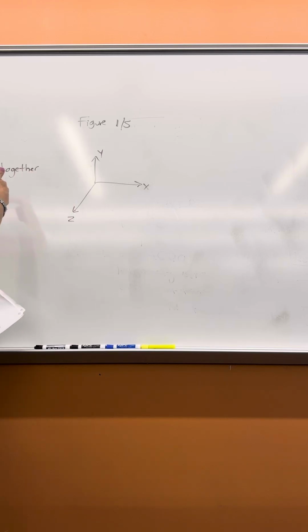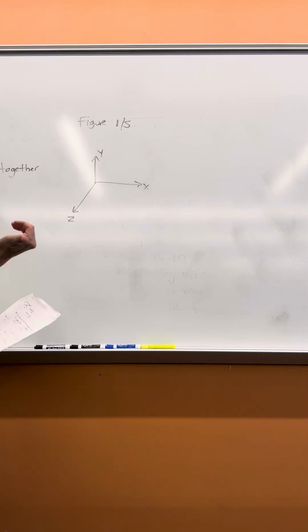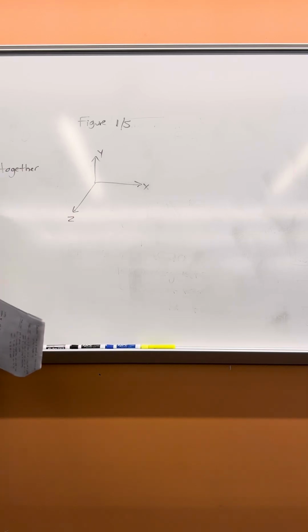If X was pointed to the left, then the positive Z would be going into the board. So get very used to using that right-hand rule. Refresh that if you're not familiar or haven't had it for a while. That's going to be determining where your signs are coming from, positive or negative.